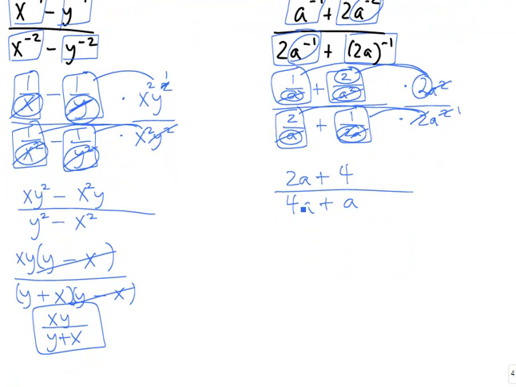Now if you look at that denominator, 4a plus a, those are like terms. 4a plus a is just 5a. And the top, if you wanted to, you could factor out a 2, and that would leave you with a plus 2. Unfortunately, the 2 and the 5 aren't going to cancel out, so this is our reduced fraction.